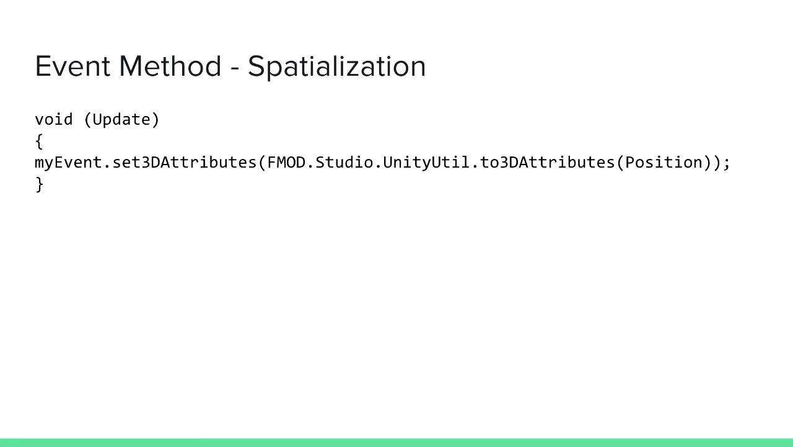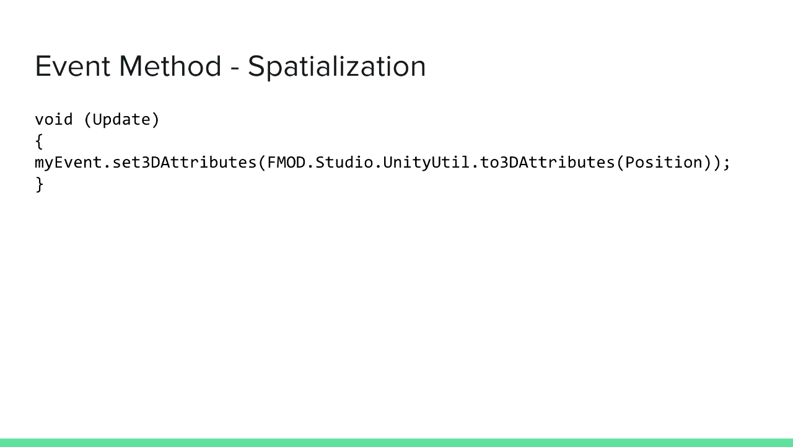Also part of the event method is spatializing. Now the reason that spatializing has its own page here is because you can see that this line of code is a little bit of a bear. The way to spatialize is to use a member function of event instance, which is called set3dattributes. Set3dattributes tells FMOD how to make the sound behave relative to where the listener is, so that things sound like they're in 3 dimensions.